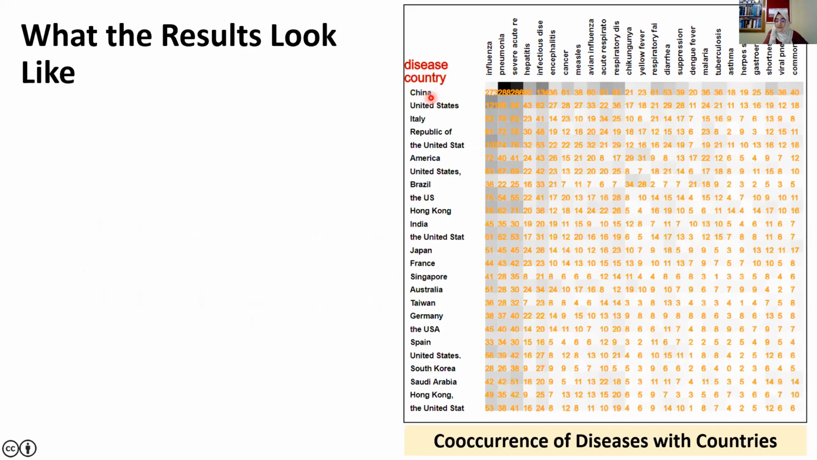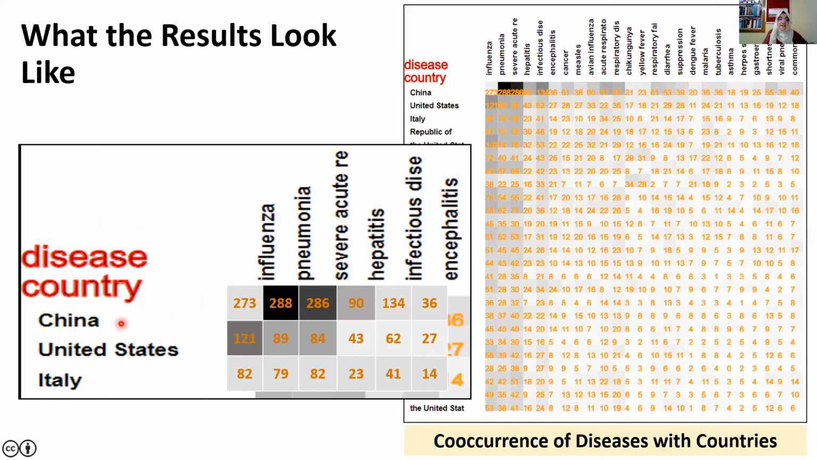For example, on a closer look, we can see that each disease has some stronghold over some countries, and their frequency is plotted in this co-occurrence table.